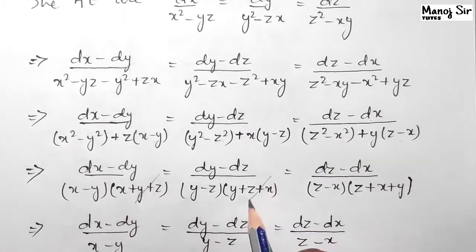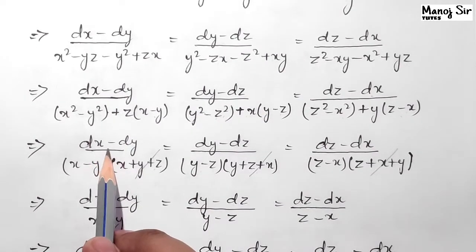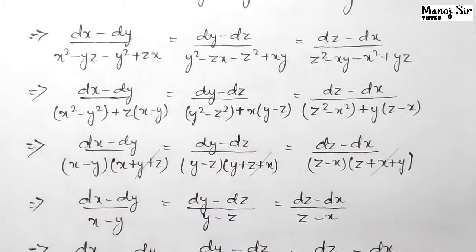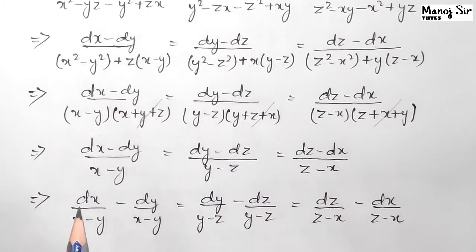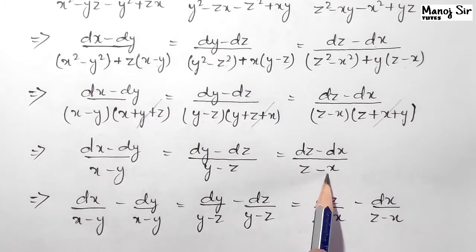Now here you can see x plus y plus z is common in all the three fractions, so we can cancel. What is left? That is dx minus dy upon x minus y equals to dy minus dz upon y minus z equals to dz minus dx upon z minus x. Now you can split the terms, that is, you will have dx upon x minus y minus dy upon x minus y equals to dy upon y minus z minus dz upon y minus z equals to dz upon z minus x minus dx upon z minus x.